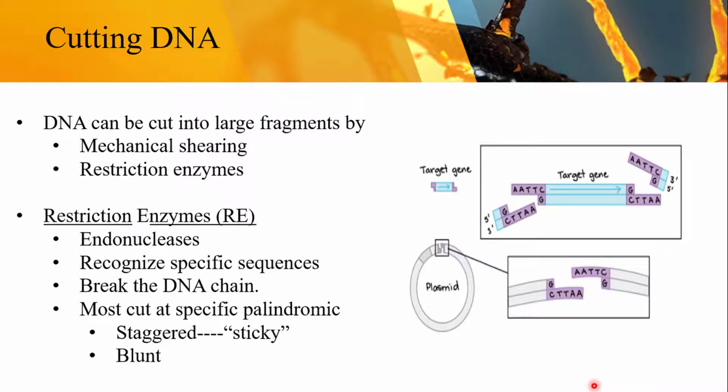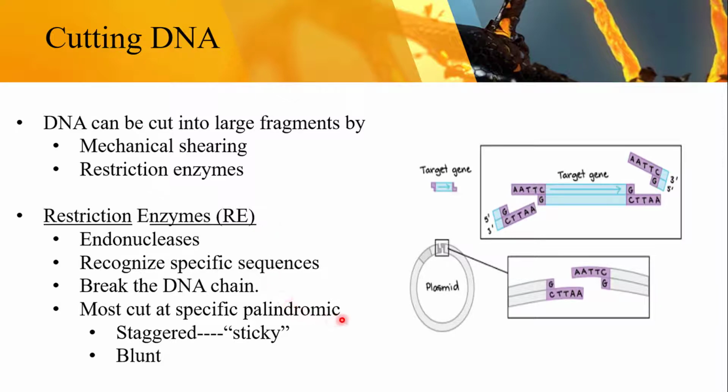DNA can be cut into large fragments by mechanical shearing or restriction enzymes. These are two methods to cut DNA. Restriction enzymes mostly are used, such as endonucleases, that recognize a specific sequence and break the DNA chain from that specific point.